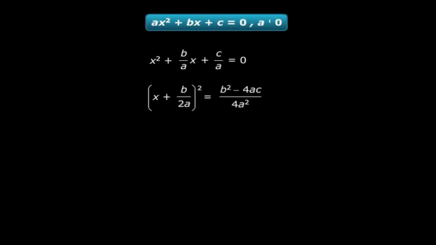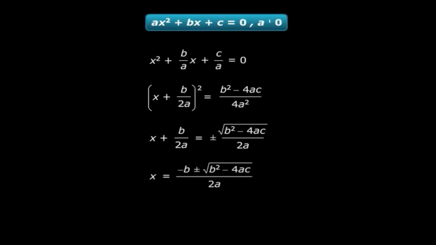Now we need to take square roots on both the sides. Now if b square minus 4ac is greater than or equal to 0, then always remember you will have two values, one positive and one negative. That is why we have placed this sign here, right? Now let me take b by 2a to the right hand side. So what do I finally get? X equals minus b plus minus square root of b square minus 4ac by 2a.